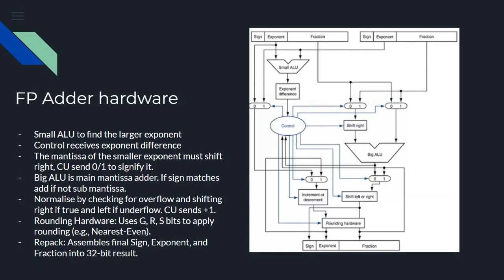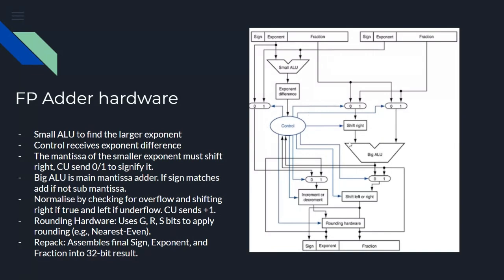Starting off with the sign, fraction, and exponent, these are broken up from the two numbers and evaluated. So we'll take the exponent from both numbers and it will go into the small ALU, and this is used to find the bigger exponent between the two. The control unit receives the exponent difference, and the mantissa of the smaller exponent must shift right, and the control unit will send a 0 1 to signify that.